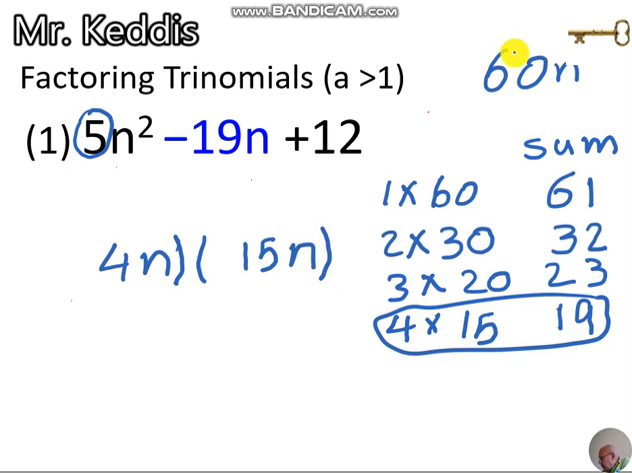Because the sign is positive, these two signs must be the same. I'm going to choose two negatives because the middle term is negative. Negative 4n times negative 15n, I get positive 60n squared. And when I combine negative 4n and negative 15n, I get the middle term, negative 19n. I'm going to replace the negative 19n by negative 4n, negative 15n.